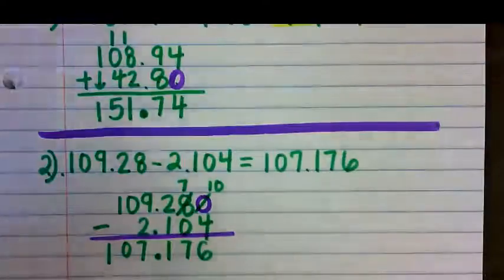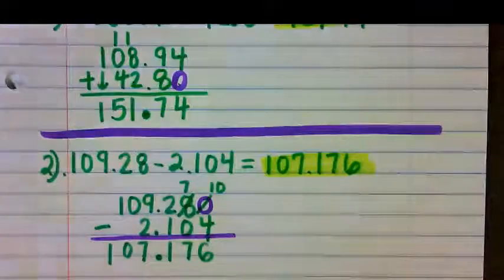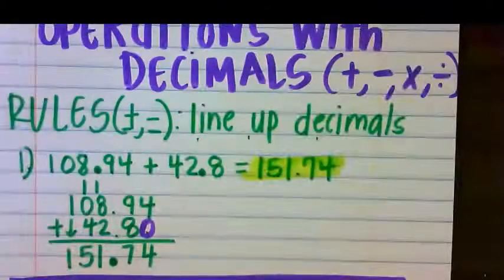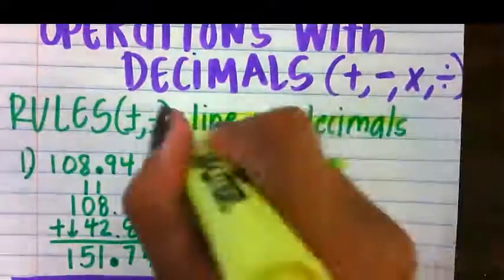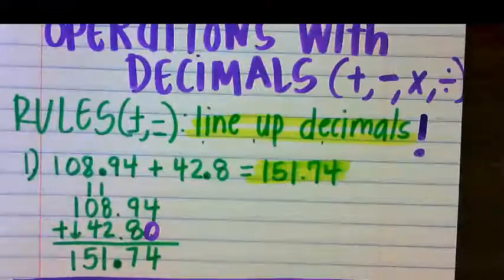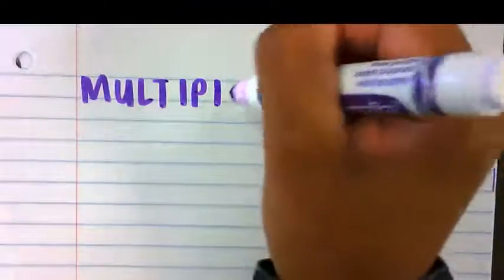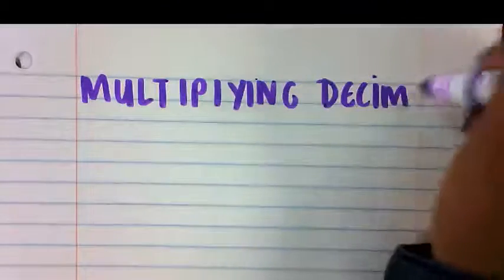And so that is our answer for dividing or subtracting, my bad, decimals. Remember to always line up decimals. Most important rule. So now let's continue on. We got 2 more problems. The next type of problem is multiplying decimals.